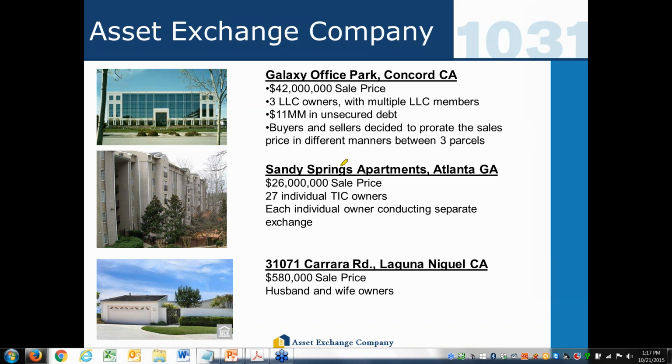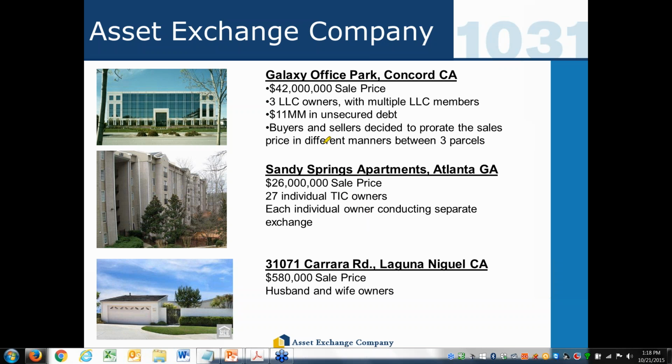There's a corporation. And that affects the exchange because now the corporation is doing the exchange and the corporation has to buy replacement property. So it makes it harder for the individuals to go their separate ways. So very, very important is to understand who our owners and sellers of real estate are.